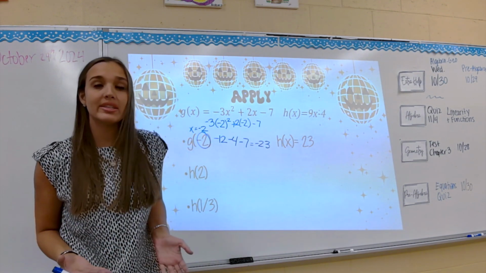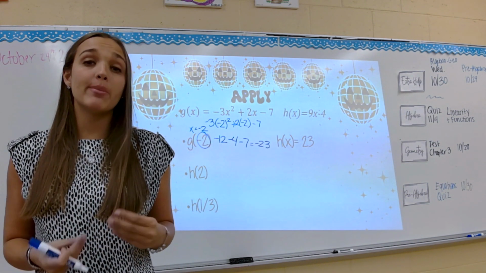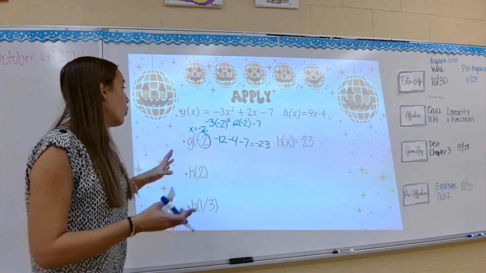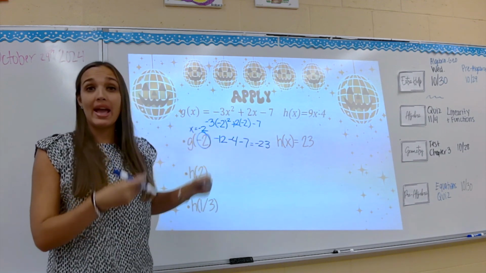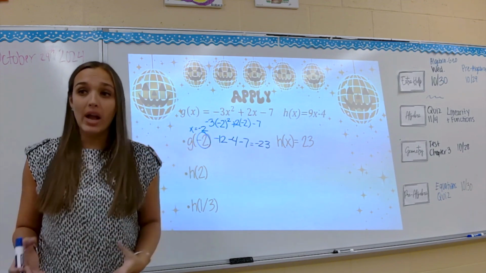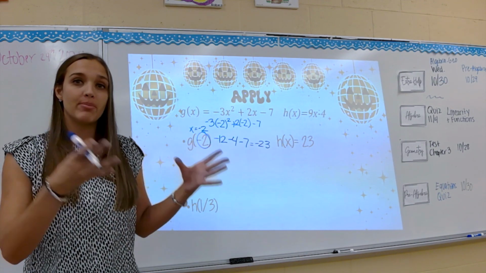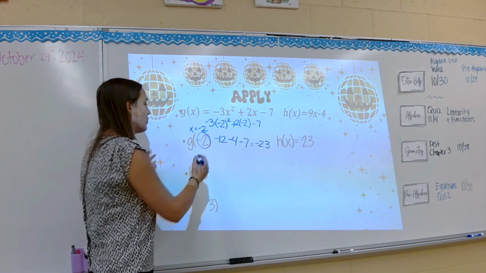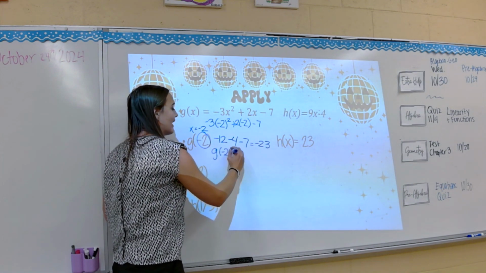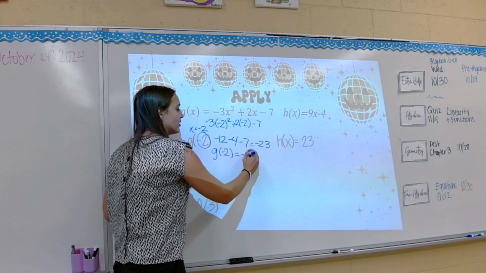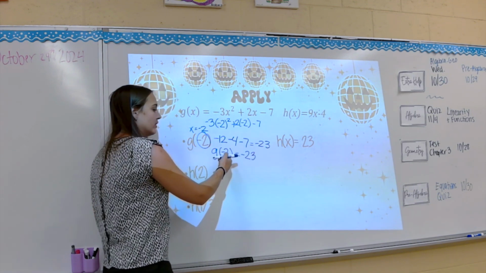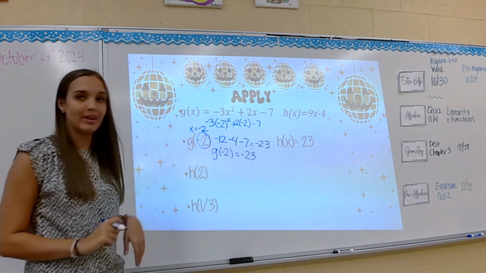I'm not just going to write my answer as -23 though. I need to write it in proper function notation. When my x is -2, my y is -23, and I'm going to write that in the proper notation we just saw. So I'm going to write g of -2 equals -23. When my x is -2, my answer is -23. So the ordered pair is -2, -23.